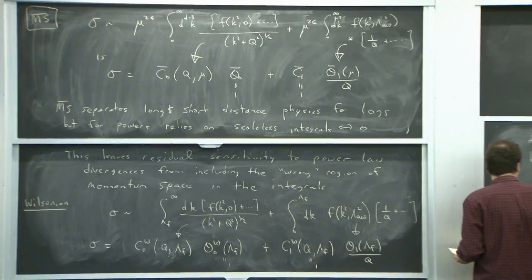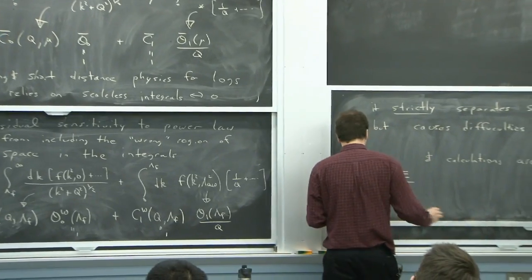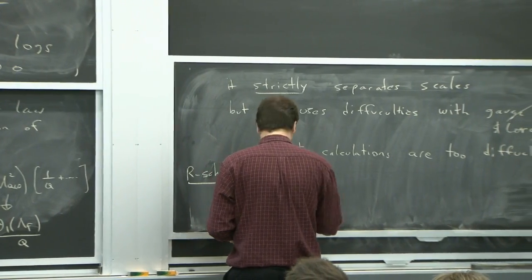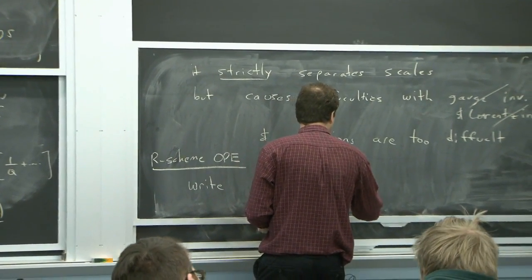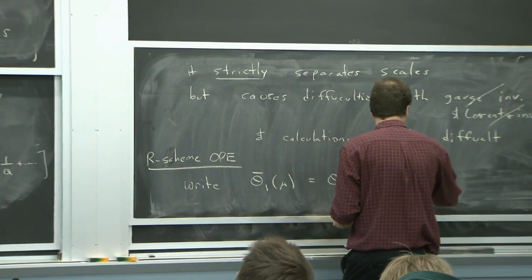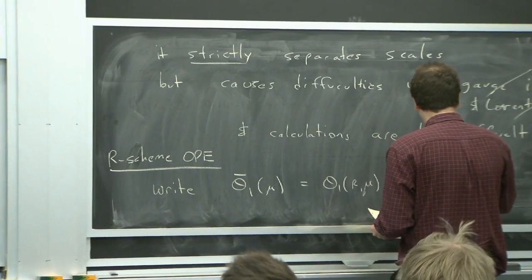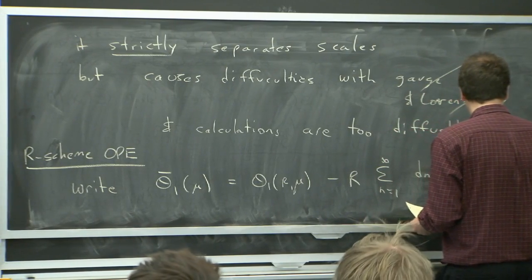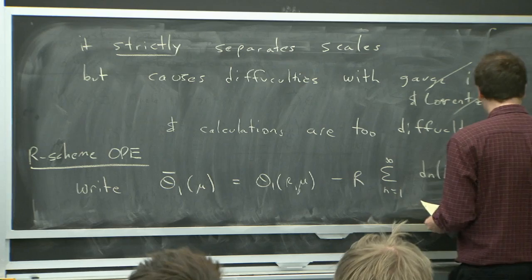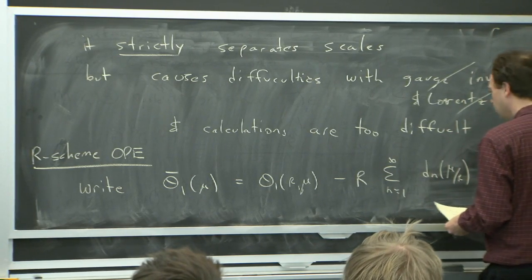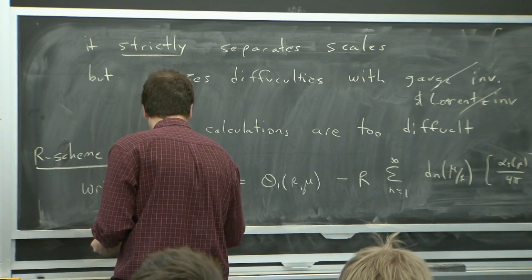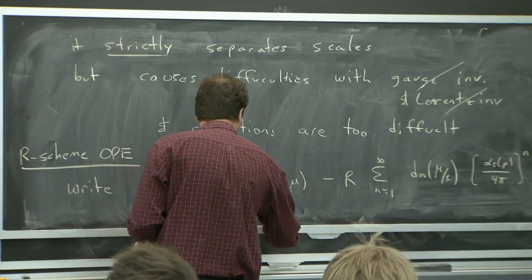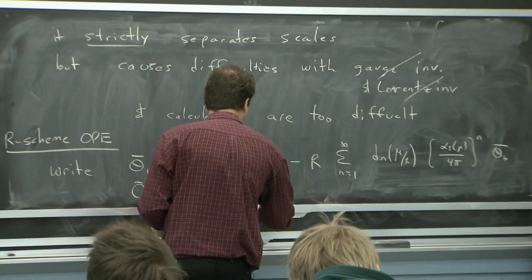So what would an R scheme OPE look like? Start with MS bar and make a scheme change. I make a scheme change here both to the operators and to the, I make the same scheme change to the coefficients. So I'm just really moving things around. So let me just formally write down what such a scheme change would look like.